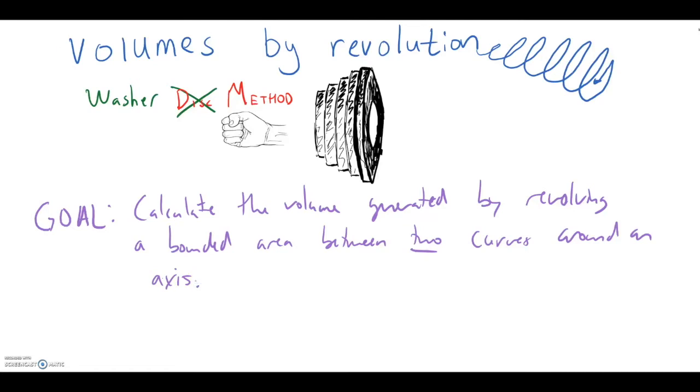which is contrasted with what we saw with the disk method, where we were just revolving one curve around one axis. You'll see a lot of similarities between the two methods, but there's one little issue that this method is going to help us resolve.